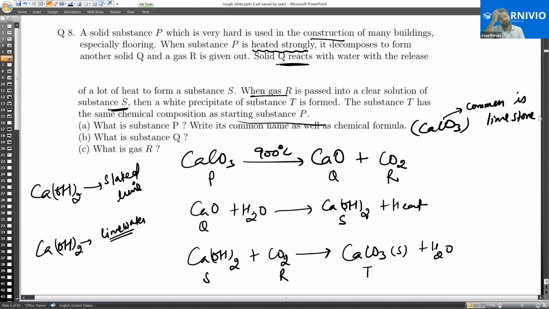Sir, what is the difference? Both CaCO3 are the same, right? This is calcium carbonate. P and T are the same, because calcium hydroxide when reacted with carbon dioxide will give you calcium carbonate again, plus water. So it is saying here that the white precipitate of substance T is formed, and T has the same chemical composition as the starting P. Composition means exactly the same.